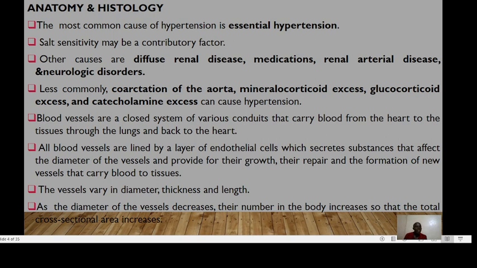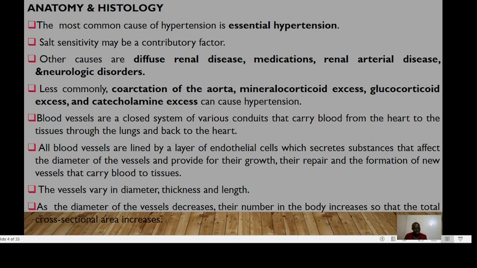It's good to remember that the most common cause of hypertension is essential hypertension, and salt sensitivity may be a contributory factor. Other common causes could include diffuse renal disease, medications, renal artery disease, and neurological disorders. While other less common factors could include coarctation of the aorta, mineralocorticoid excess, glucocorticoid excess, and catecholamine excess that can cause hypertension.